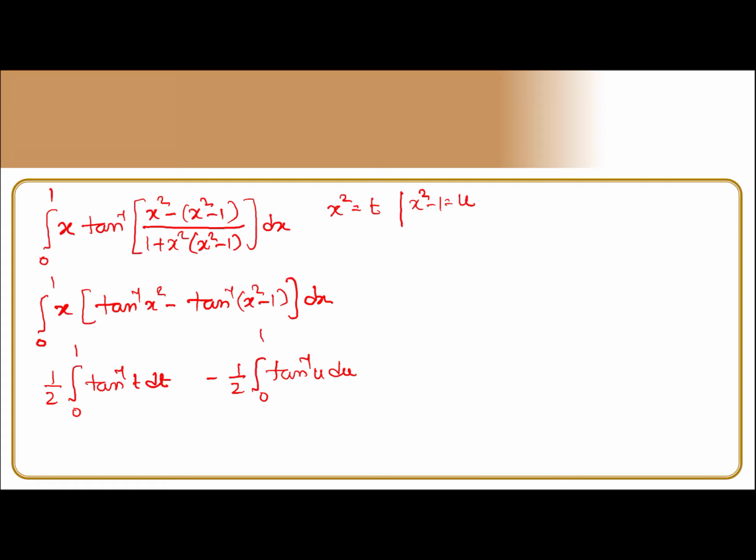Here the limits change. Here it becomes minus 1 to 0, here the limits are 0 to 1. Why so? If I put 1, you get u is equal to 0. If we put 0, you get minus 1. So we get finally, after putting the values, pi by 4 minus 1 by 2 log 2. So every problem is different. In every problem we are learning some or other new concept. Here, how to convert cot to tan is taught here.